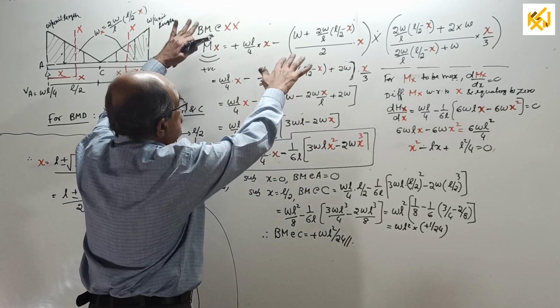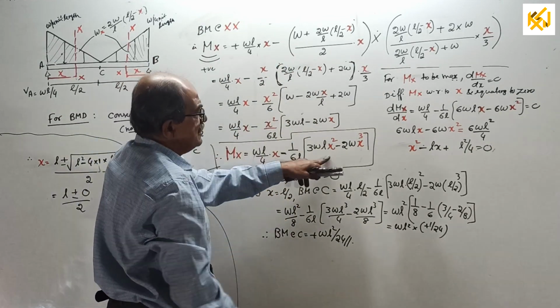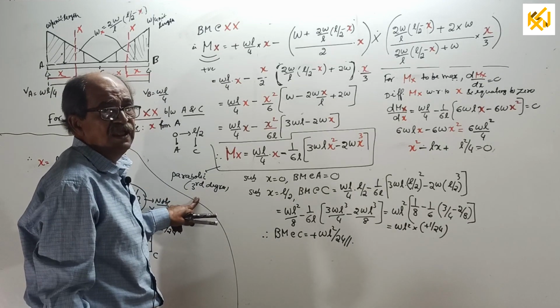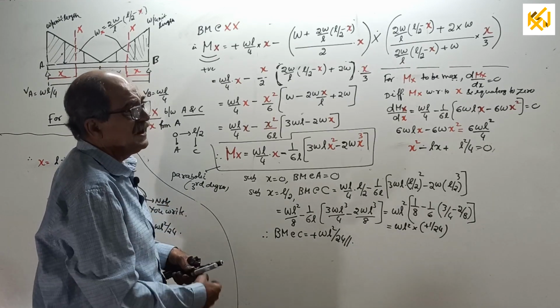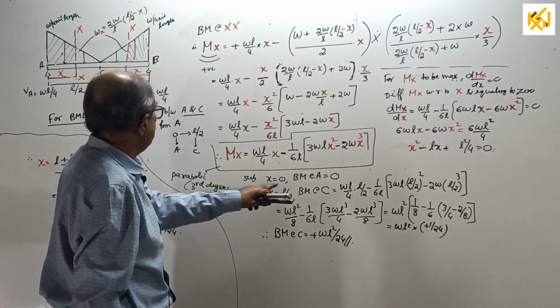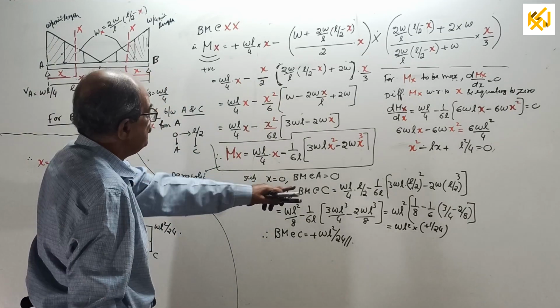Now see, I simplified this one. Finally, Mx comes this much. Remember, parabolic of third degree. In case any mistake is there, correct it. But usually a mistake will not be there because the result will tally. Now, substitute x equal to 0. You get BM at A equal to 0.